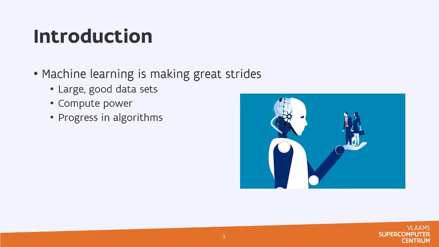So, it's pretty obvious if you follow the media that machine learning is making really big strides at the moment. This is due to a number of factors. In my opinion, the most important one is that we now have large and good quality data sets. Think of Google, think of Facebook. They all have a lot of information, and a lot of information that we actually tagged for them.